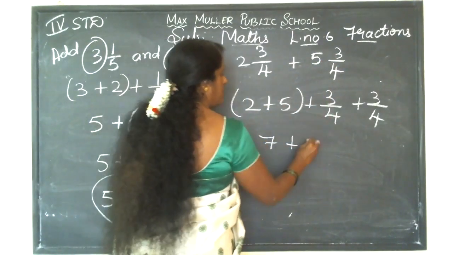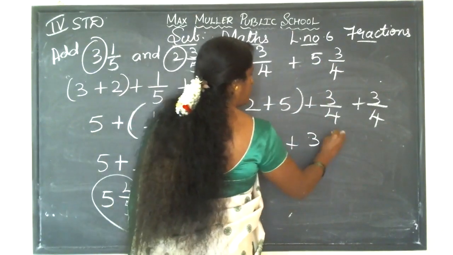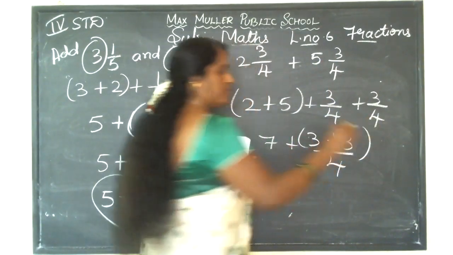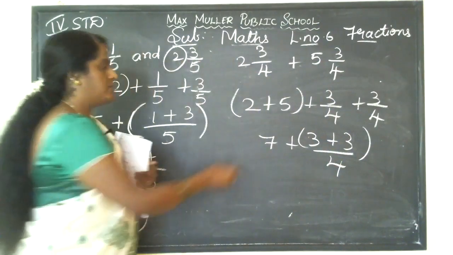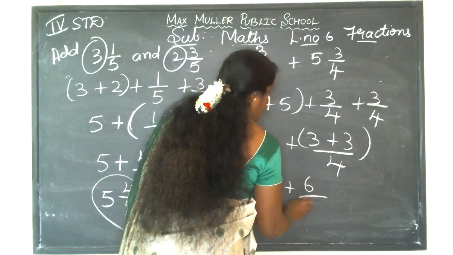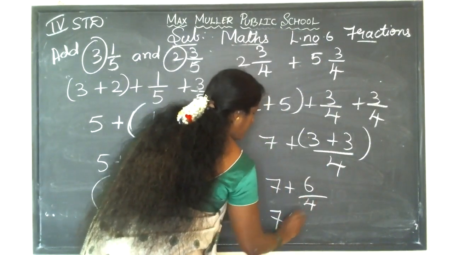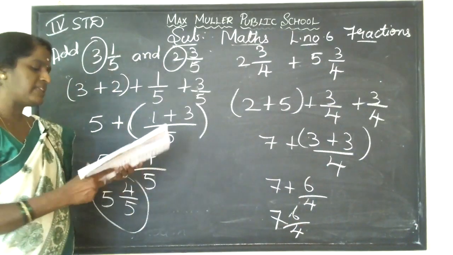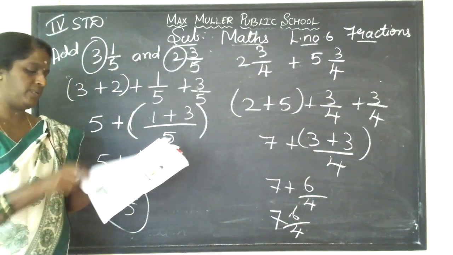7 plus 3 plus 3 by 4. Denominator will always be the same. So 7 plus 3 plus 3, 6 by 4. Answer is 7, 6 by 4. Your answer is 7, 6 by 4.